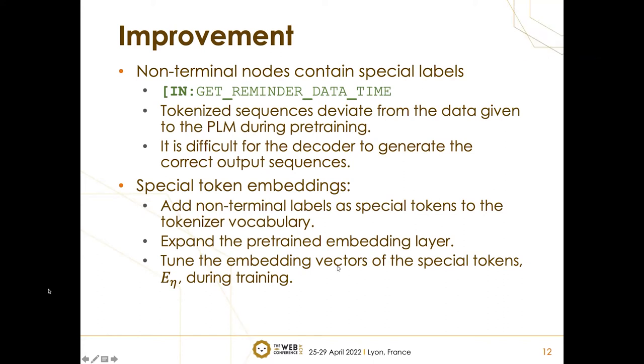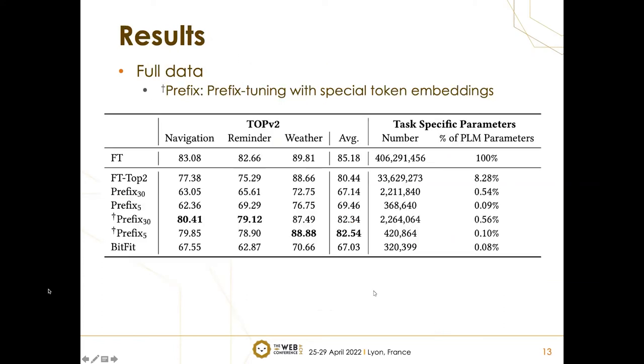Thank you. So basically we propose special token embeddings. This means we add the non-terminal labels as special tokens to the tokenizer vocabulary. Instead of tokenizing them into BPE codes, we keep each one whole, and then we tune the embedding vectors of those special tokens during training. These are additional parameters that need to be added on top of the other models. This number is extremely small compared to the entire model.